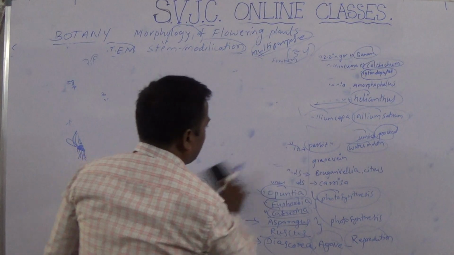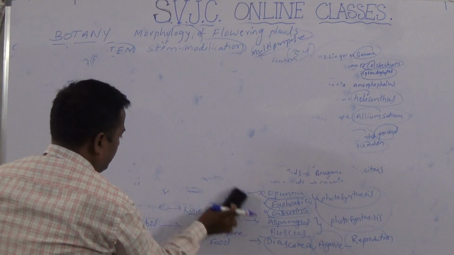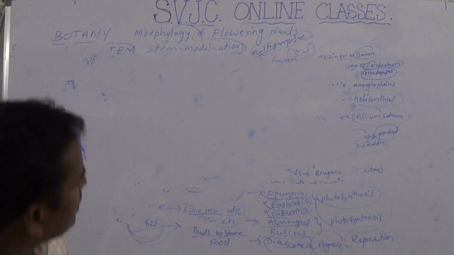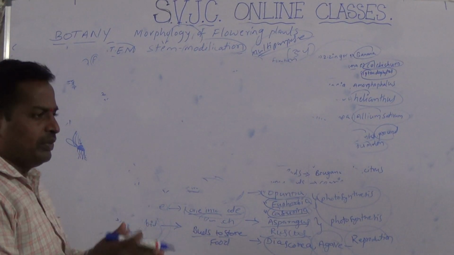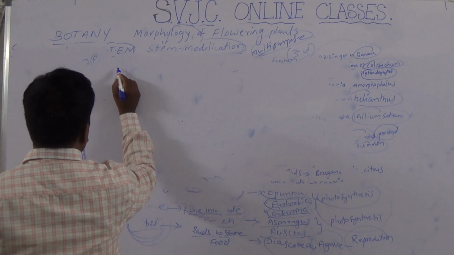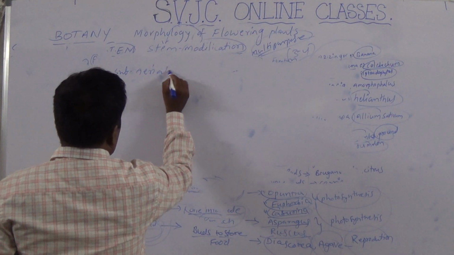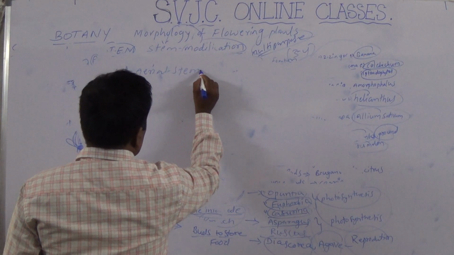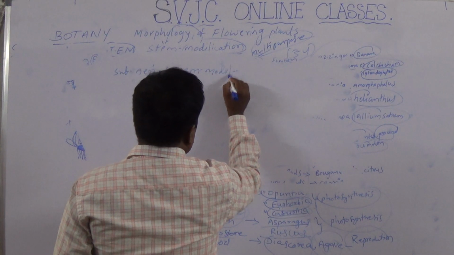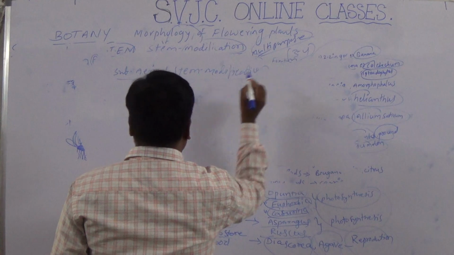How many types of subaerial stem modifications are there? Four types of subaerial stem modifications are there. Subaerial means the stem is connected with soil and air. That's why it is called subaerial. What is the first one?